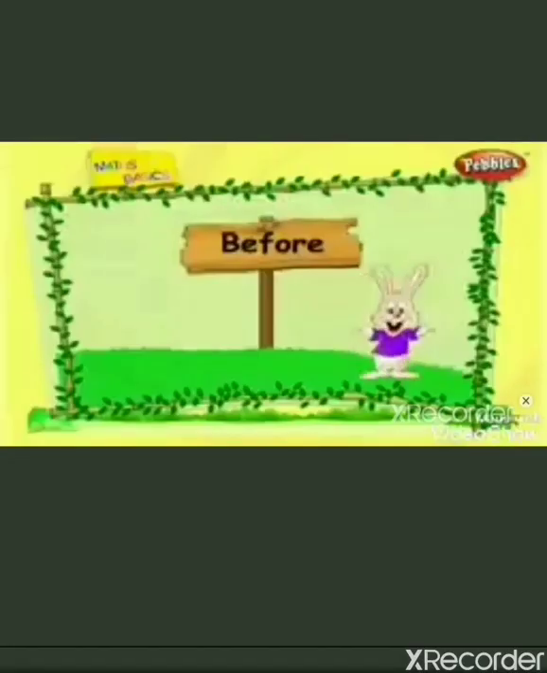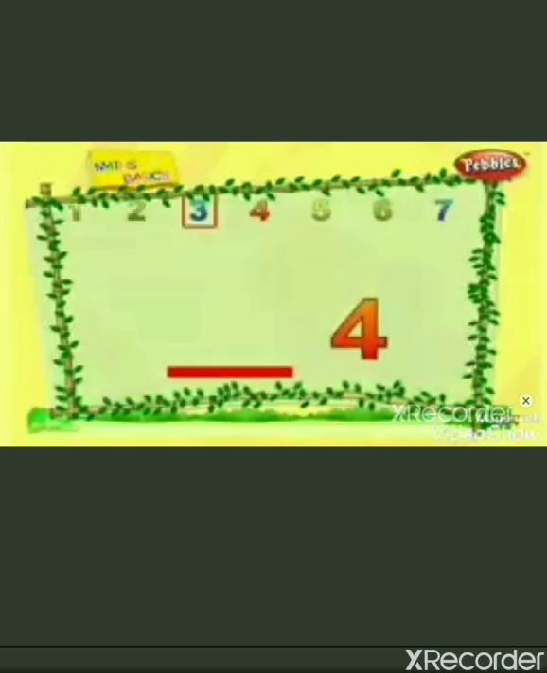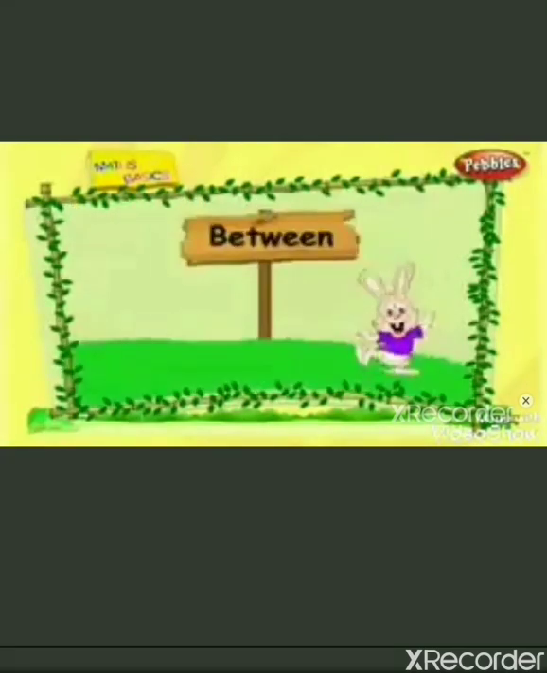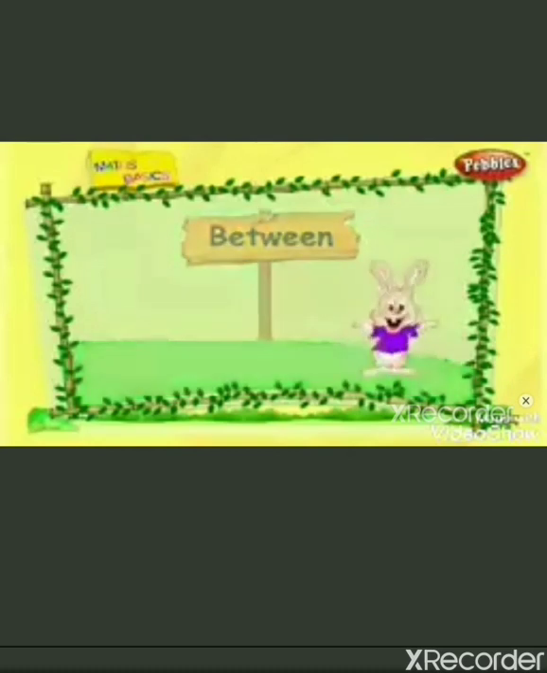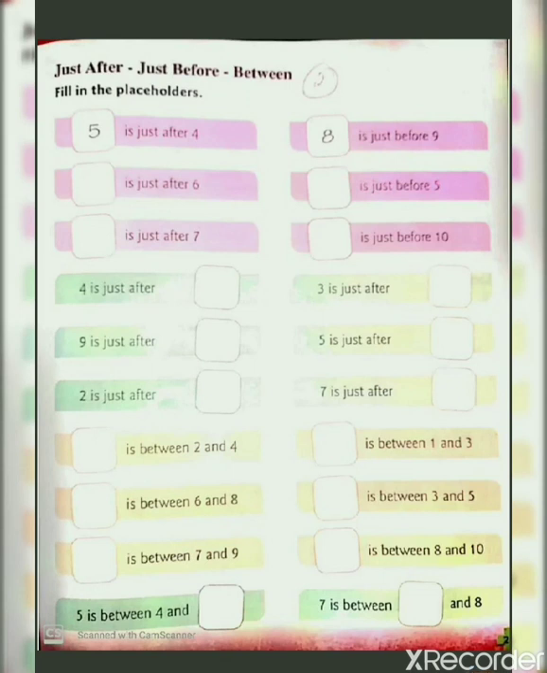Number before. Let us see what comes before a number. This is number 4. And what comes before 4? Yes, number 3. Number between. I have given you an example of what comes after and before a number. Now I am giving you one example of what comes between two numbers. The number between 1 and 3 is number 2. I hope you all have understood the concept.